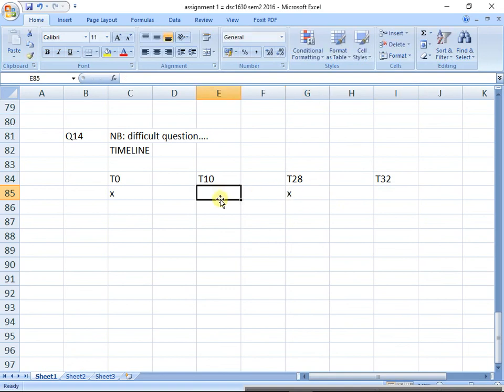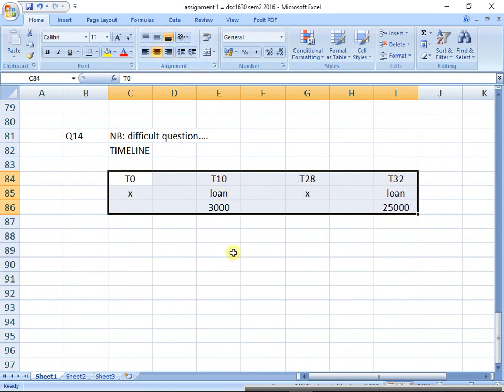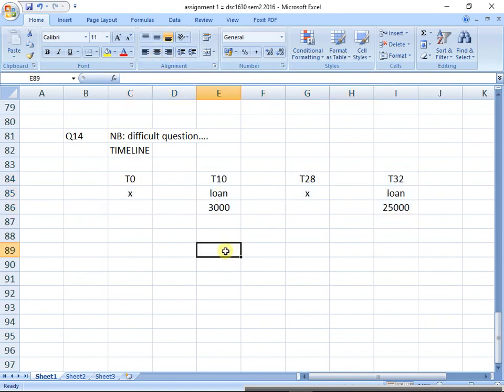There was a loan here of 3,000, and there was a loan here of 25,000. I'm trying to build a timeline. Once I've got a timeline, then I can move things backwards and forwards. So the question was, what is the amount that Cat will pay Jan at month 28?